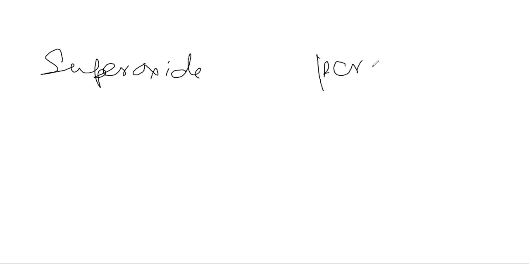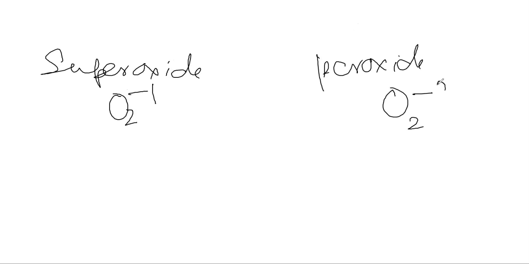Now we will do: which has more bond length, superoxide or peroxide, and why? Which has more bond length, superoxide or peroxide? Superoxide is O2 minus 1, and peroxide is O2 minus 2.